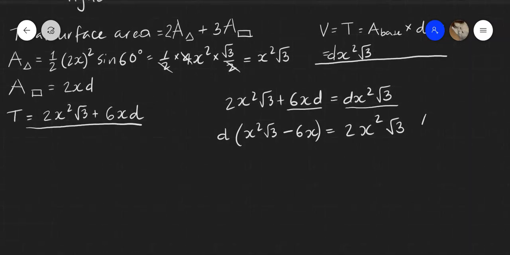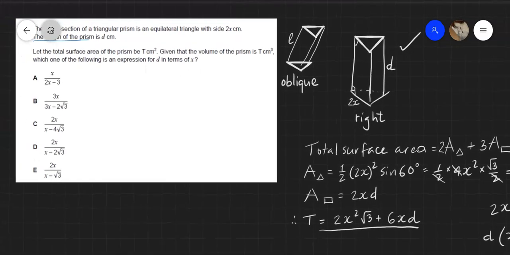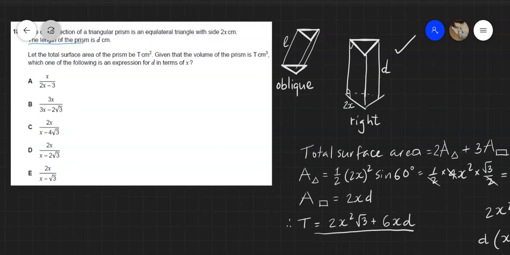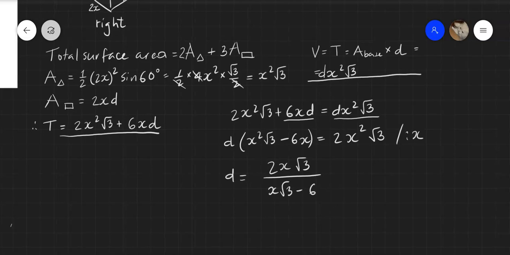Of course, we can divide both sides by x and express d in terms of x. So d equals 2x root 3 over x root 3 minus 6. And if we now look at possible answers, there's no 6 in the denominator, but there is 4 root 3 and there is 2 root 3. So what I need to do is to possibly divide both the numerator and the denominator by root 3. Let's try and do that.